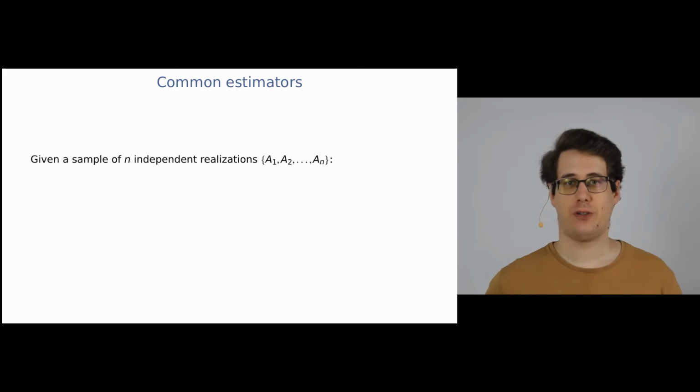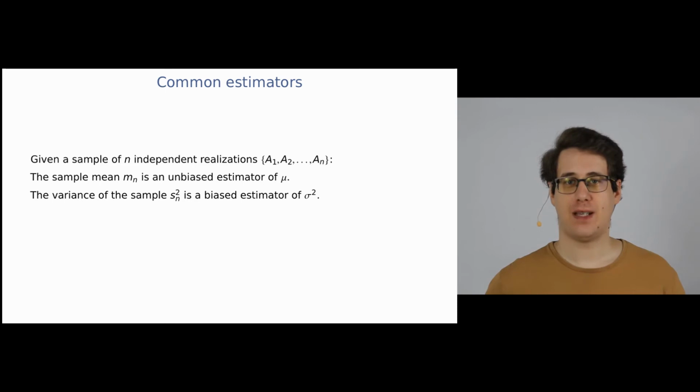You have a sample of independent realizations A1 to AN, with n the sample size. The first thing you need is to find out the correct estimators for your statistics. The mean of the sample Mn is an unbiased estimator of the true mean mu. The variance of the sample Sn squared is a biased estimator of the true variance sigma squared, which means you will always get the wrong value. In practice, you will always underestimate sigma squared.